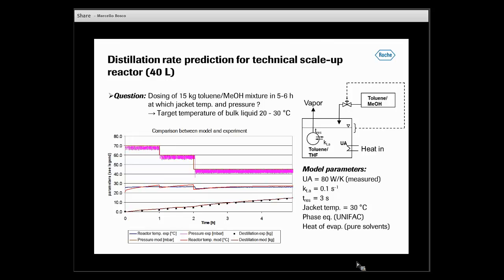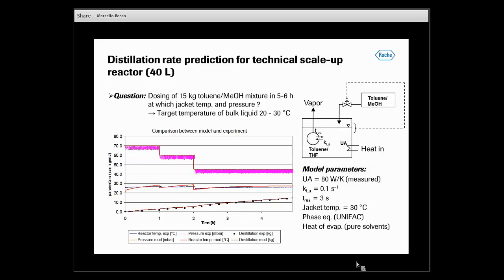You see the dots is the distillation rate in kilograms, which were measured during the distillation itself, and the line is the model itself. So this was one experiment to check the calculations, and I was really surprised how accurate the prediction was.